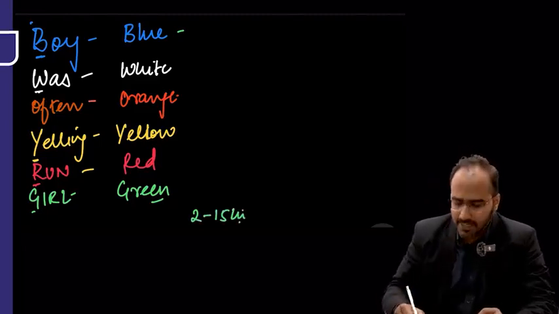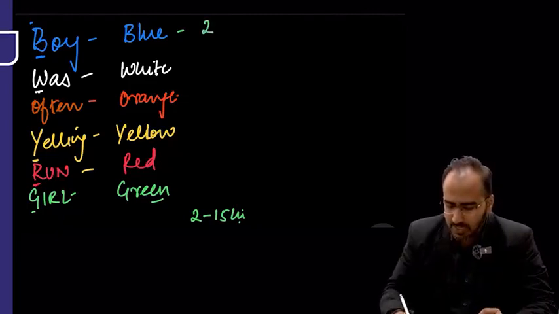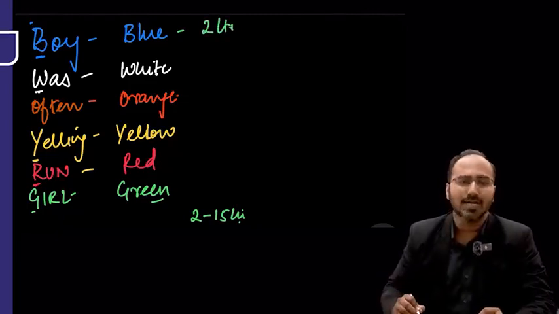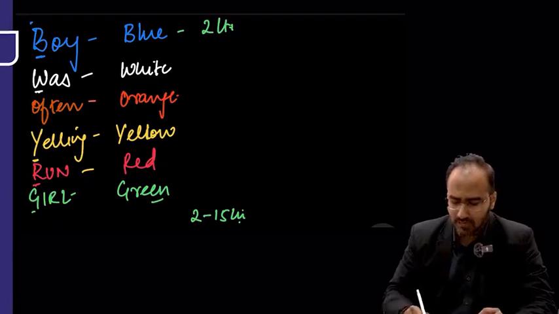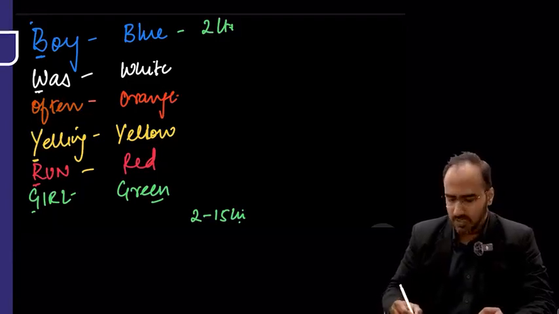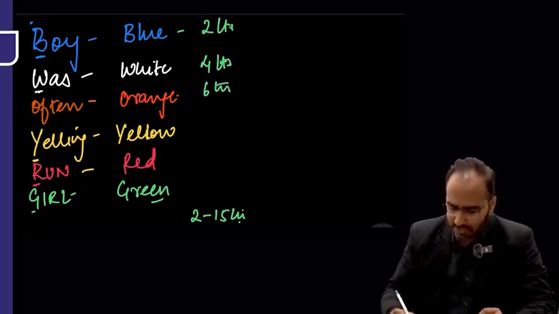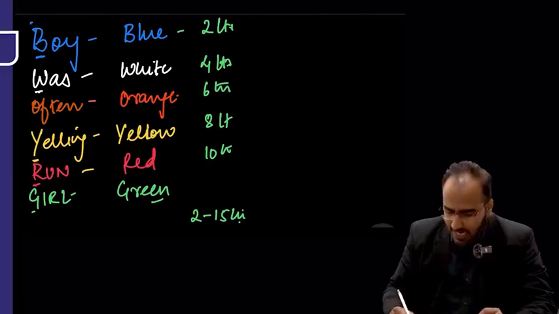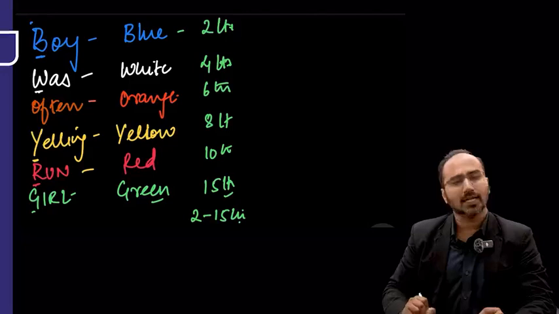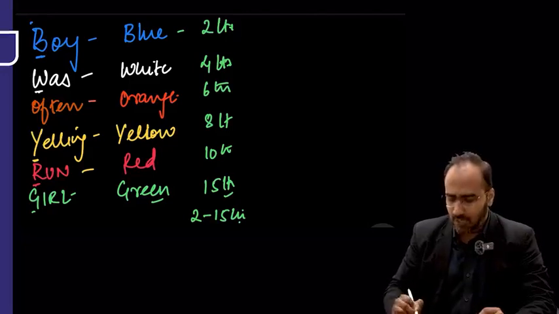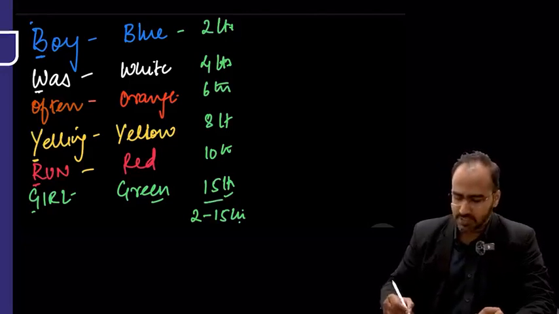So obviously we'll start the 2 from here, and thereafter you just add 2 liters. 2 liters of oxygen can be given through blue. Okay? More 2 you add. 4 liters can be given through white, 6 through orange, 8 via yellow, 10 liters through red, and just add 15 to the green. 15 liters can be delivered to the green. So this is the flow rate of the oxygen.